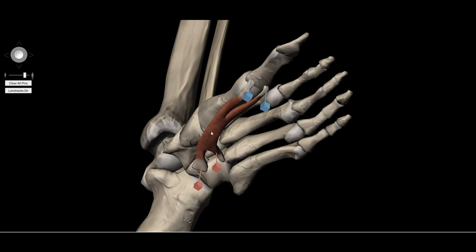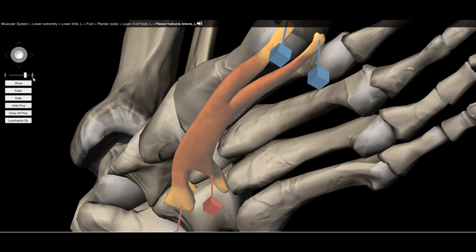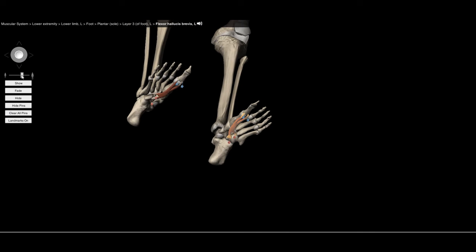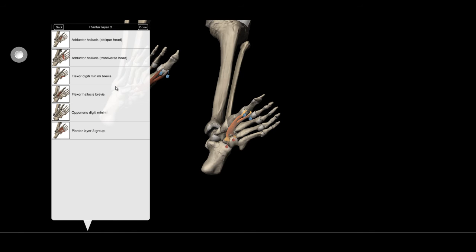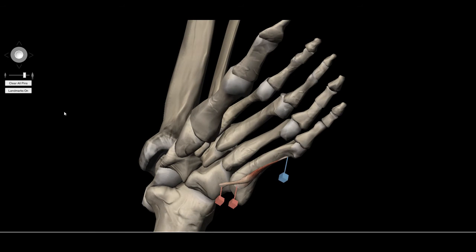I have a flexor hallucis brevis, assisting in the flexion of the big toe, and lastly, a small opponens muscle, which is responsible for pulling the fifth ray on that oblique axis in down and in.